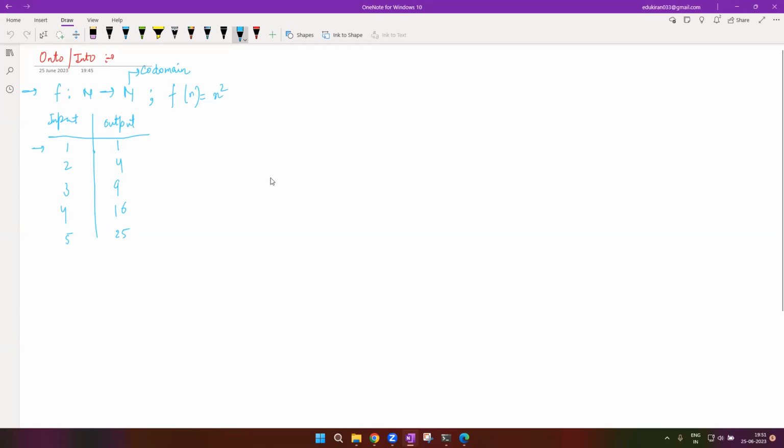All the answers will be natural numbers, but all the natural numbers will not be the answer. Understand the difference. जो भी आंसर आएगा वो एक नेचुरल नंबर होगा. But don't say that we have covered all the natural numbers. No, we didn't cover all the natural numbers. But whatever is the answer, that is a natural number. That is true.